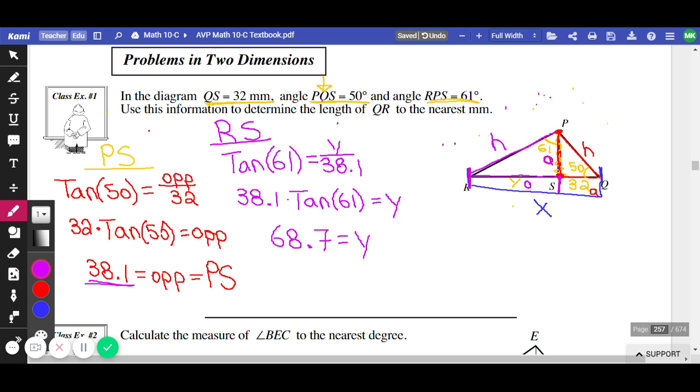The question wanted the entire length of the bottom, from R all the way to Q. That means you're going to have to take your two side lengths, your 68.7 and your 32, and add them together. 68.7 plus 32 will give you your answer, which will be 90.7. 107. Thank you. I didn't carry a number.